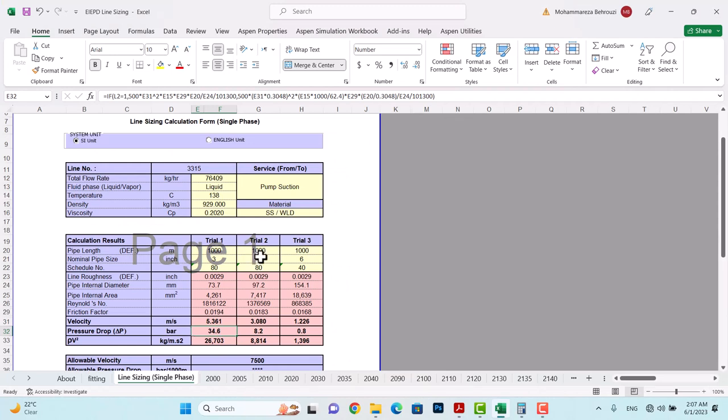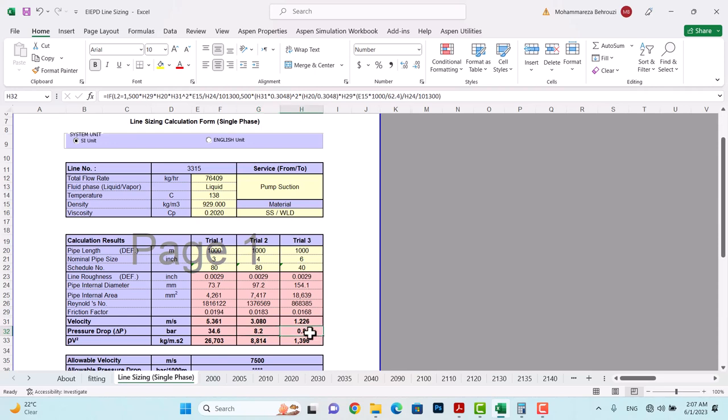So how about 4 inches? The velocity is still more than 1.2 and the pressure drop is still more than 2.3 bar per kilometer. How about 6 inches?